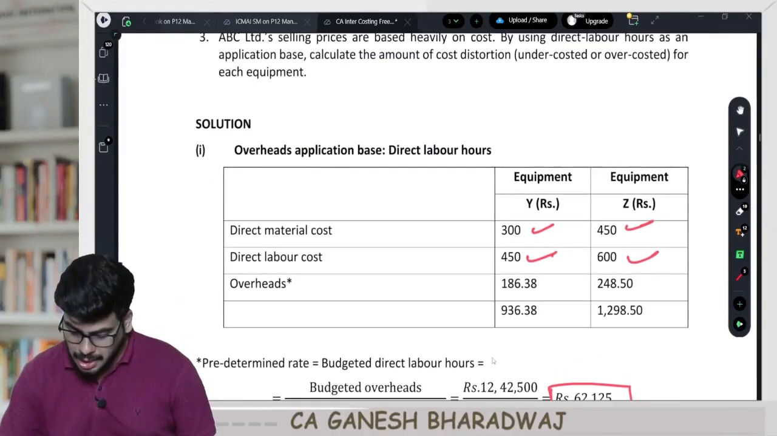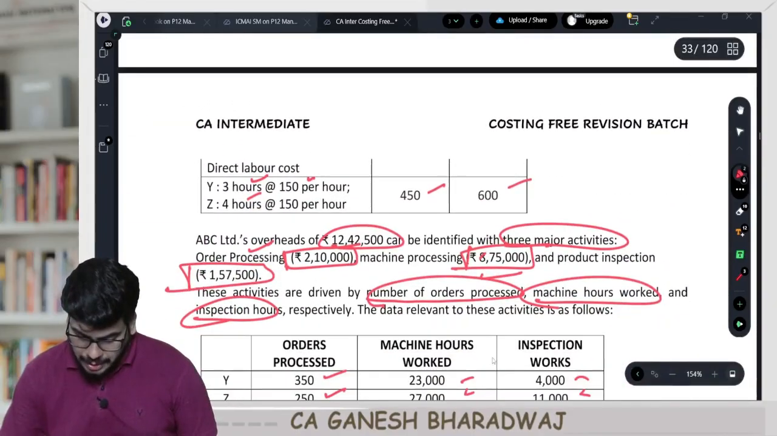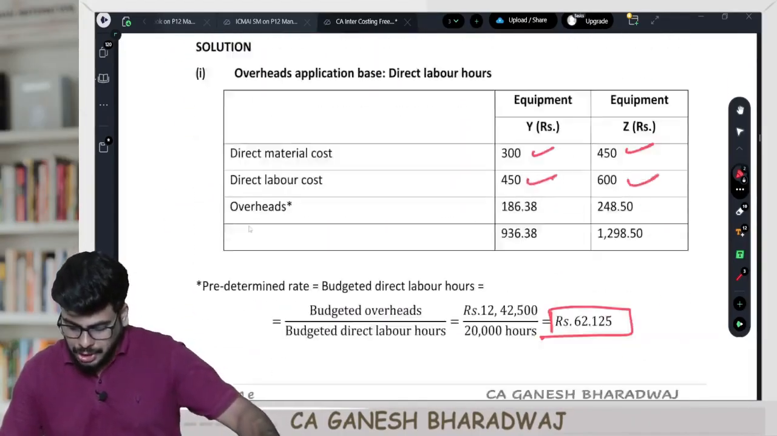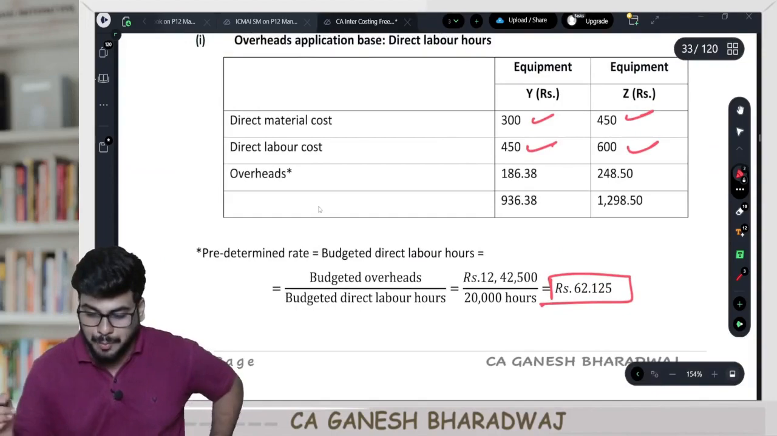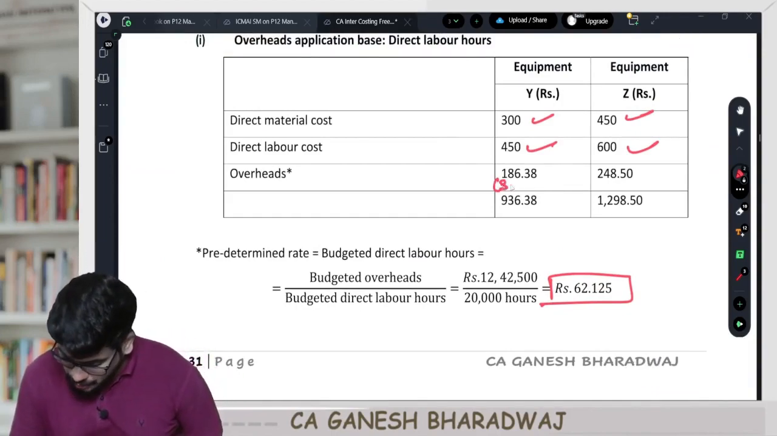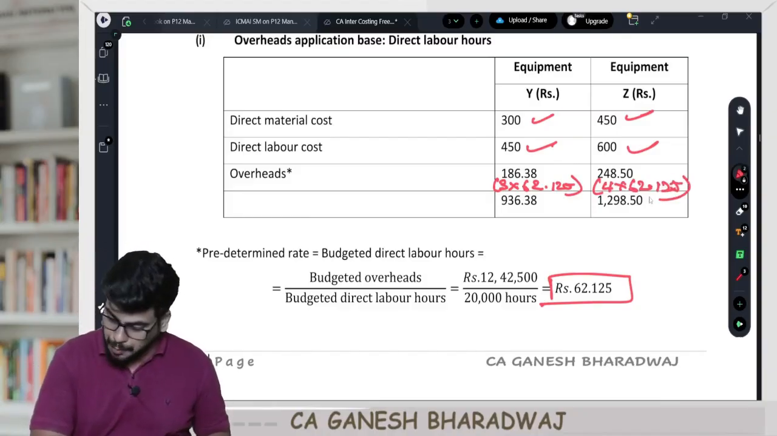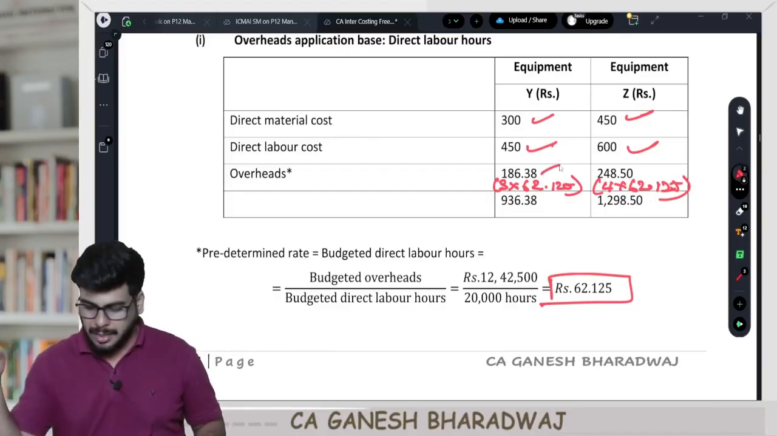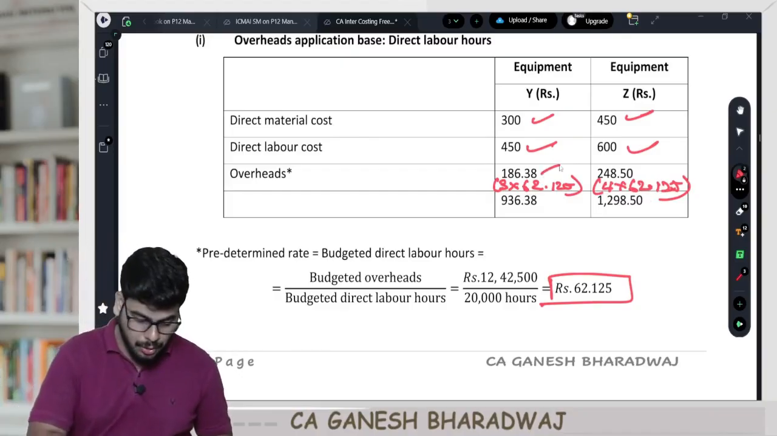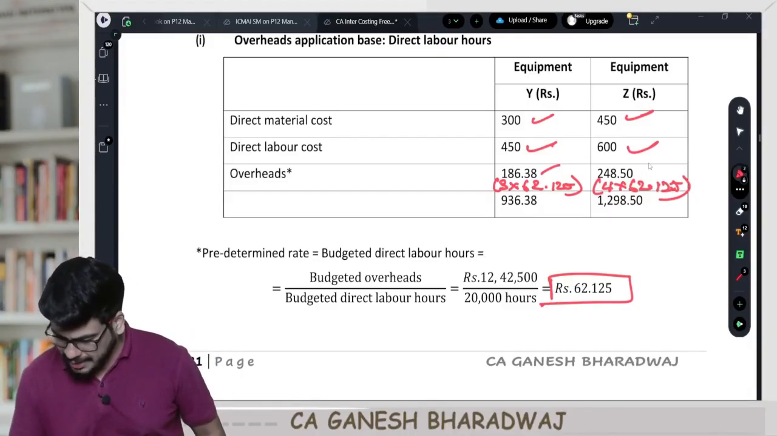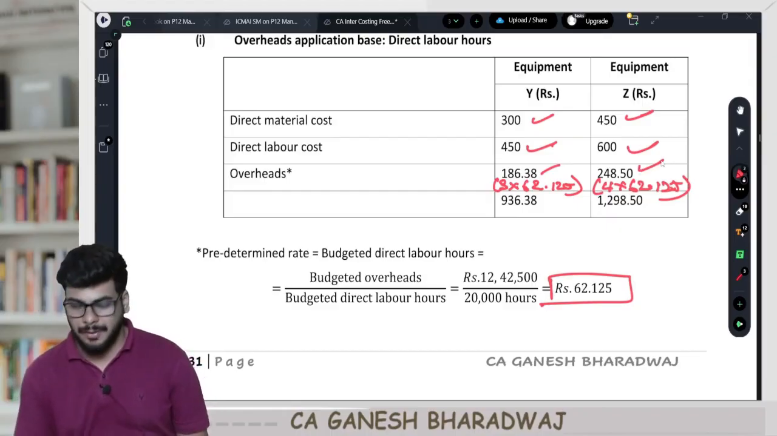Correct, guys? Right? Now, we know that equipment Y took 3 hours and equipment Z took 4 hours, right? So we just need to multiply it here. So equipment Y took 3 hours, so it's going to be 3 into 62.125, and equipment Z took 4 hours, 4 into 62.125. So product wise, what is the overhead cost? 3 into 62.125, that gives you 186.38 rounded off. And similarly here it's 4 into 62.125, that gives you how much? Roughly, I think they have retained the decimals here. It comes out to 248.5.